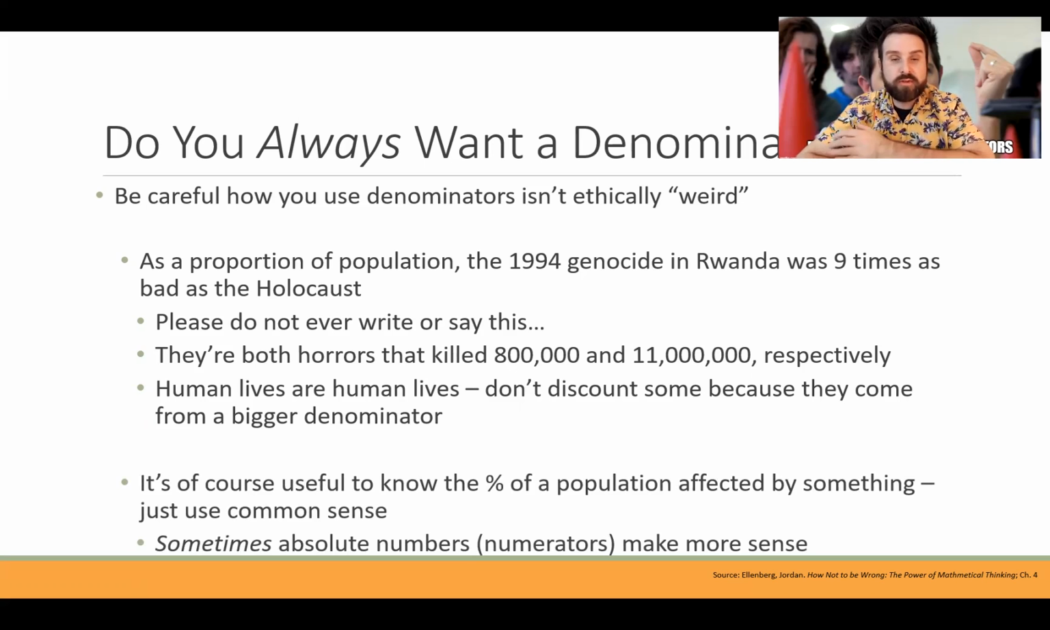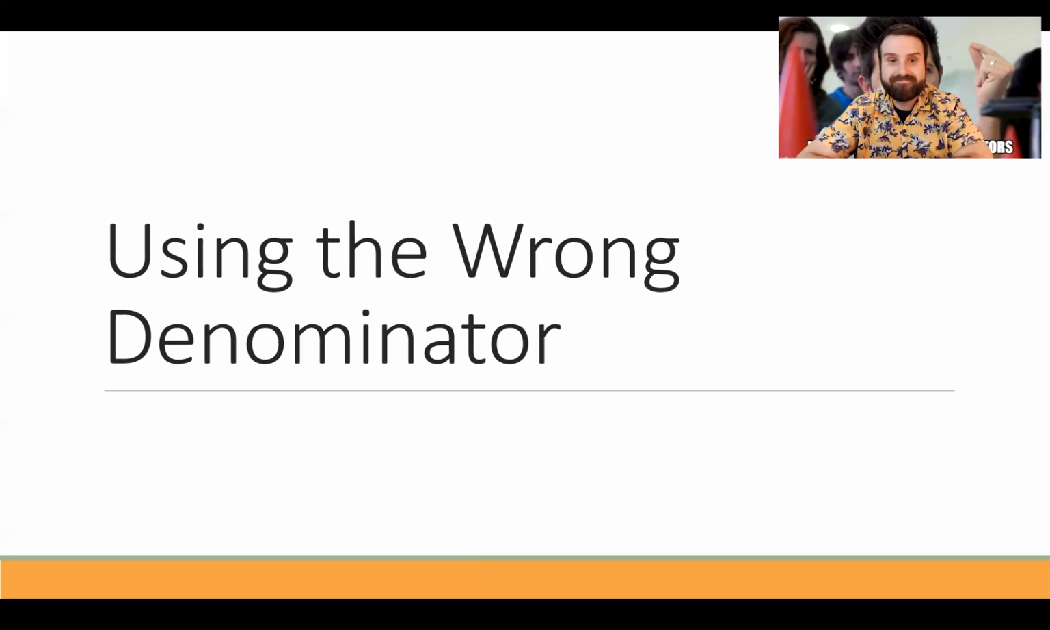So it's useful to know the percent of a population affected by something. No doubt that can be really useful for a whole range of questions, but just use some common sense. Sometimes maybe absolute numbers, just the numerators without the denominator, make more sense to use.